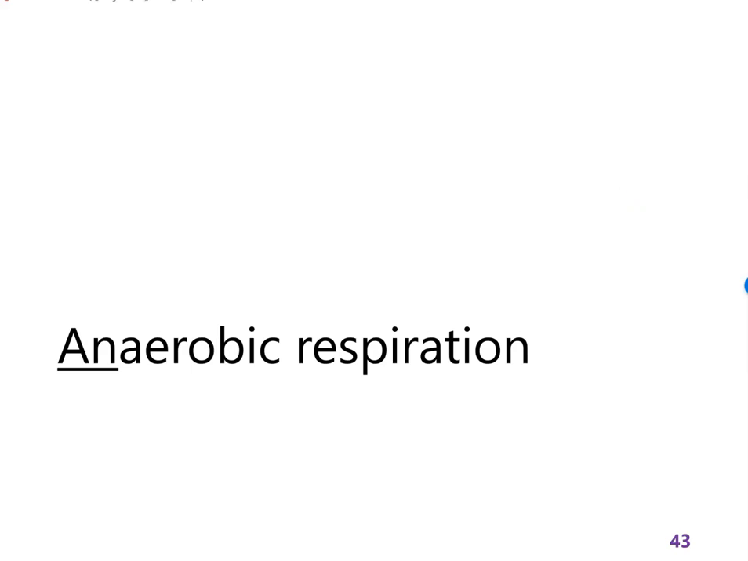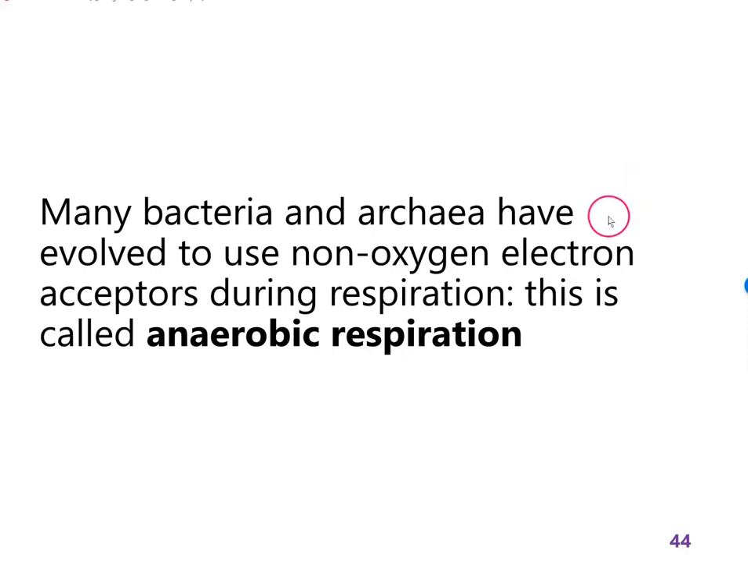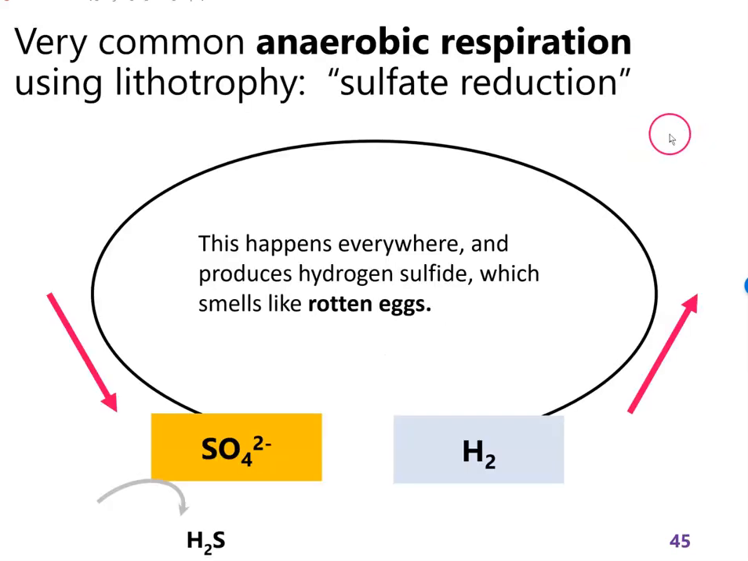Anaerobic respiration is what would be new to us, right? It's what you wouldn't have thought about if you haven't taken microbiology before. Anaerobic respiration uses anything else as the terminal electron acceptor. So anything but oxygen is anaerobic respiration, and many bacteria and archaea have evolved to do this. A very common form of anaerobic respiration uses hydrogen gas as the electron donor and sulfate as the electron acceptor.